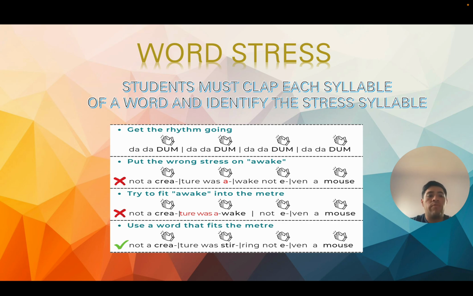For example, we're going to read the first sentence: da doom, da doom. When we get black marks on each word, we're going to clap. So we're going to use the correct pronunciation, clapping the last sentence that is the correct one: not a creature was stirring, not even a mouse. So that is the most common technique in order to learn word stress.